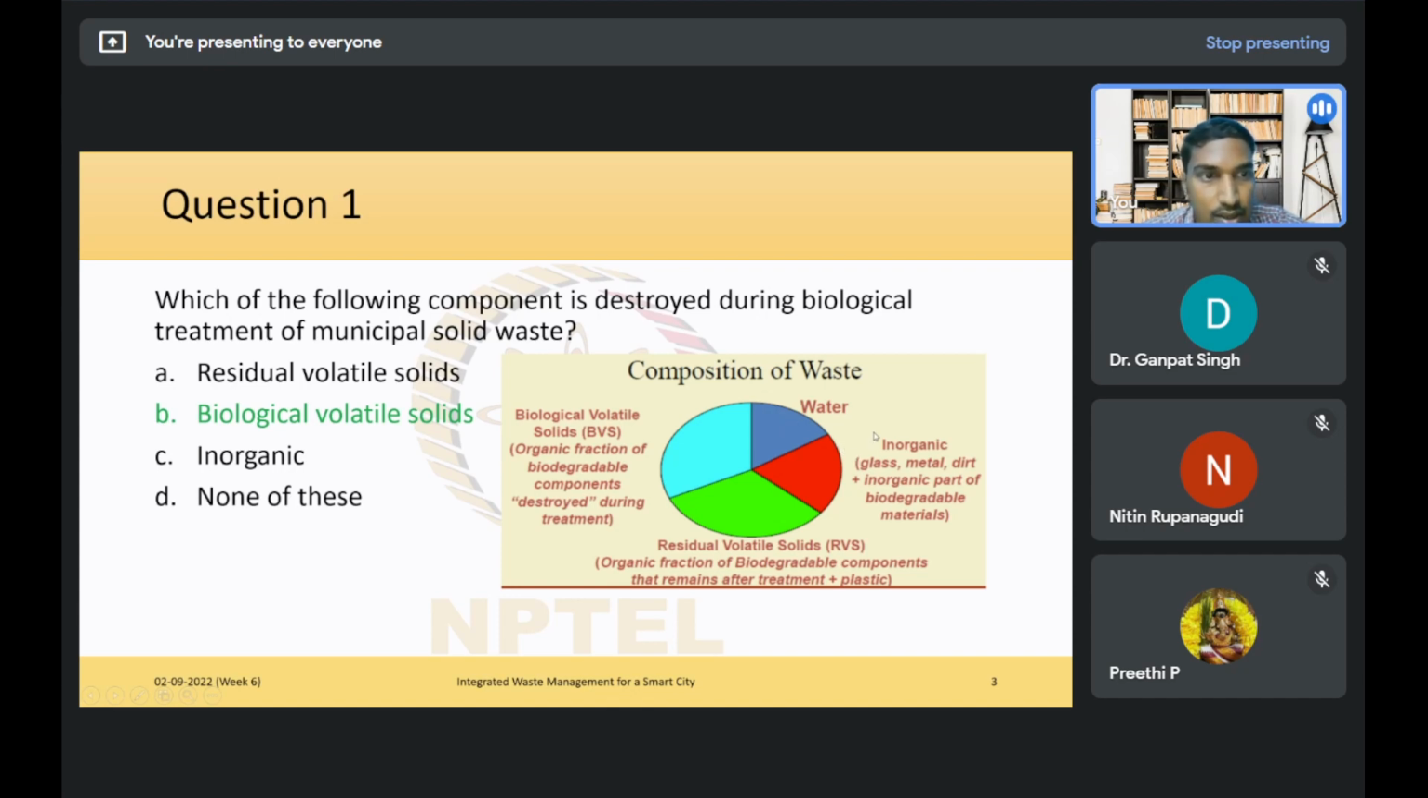The inorganics, examples being glass, metal, dirt, and other inorganic parts, will not be processed by the microorganisms. Then we have the biological volatile solids and the residual volatile solids. Both are biodegradable. However, it is only this light blue part, the biological volatile solids, which will be acted upon by the microorganisms, whereas the residual volatile solids will still remain as such in that waste stream. So only the BVS will be destroyed by this biological process. Okay, any questions on this question?